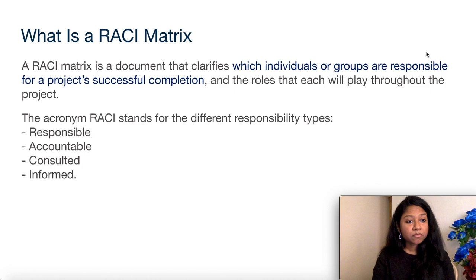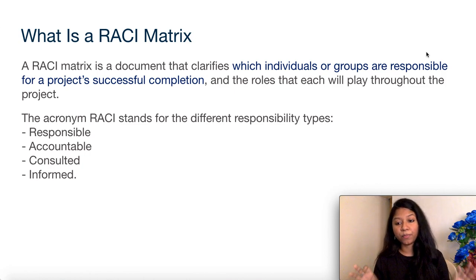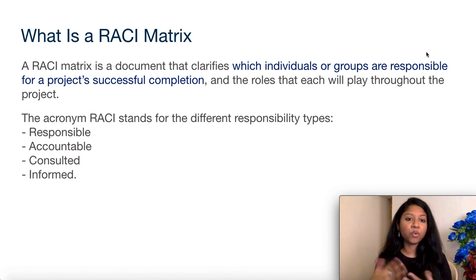Cool. So what is this RACI matrix? This RACI matrix is a document that clarifies which individual has which responsibility on the project. And it's very important for a successful project. Why? Because at the end, everyone knows what their roles are, what their responsibilities are, what they are in charge of, and what they are responsible to complete.